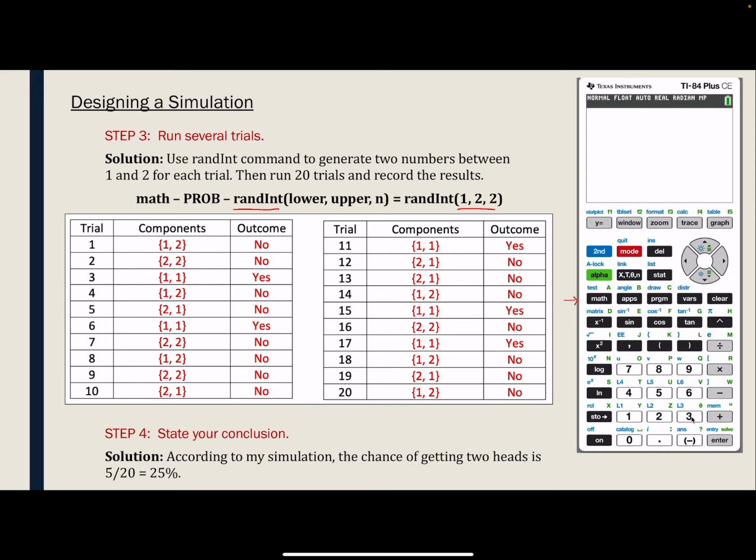So let me play this video so that you can see this happen. So I'm going to go to math and then arrow over to probability. And you can see in mine, randint is number 5. I get these prompts. So I'm going from 1 to 2, and I want 2 numbers. And then I'm going to paste. And then hit enter. Now I want you to notice as well that I can just hit enter a whole bunch more times.